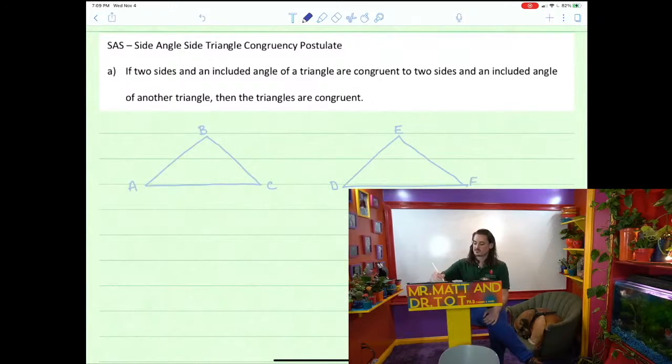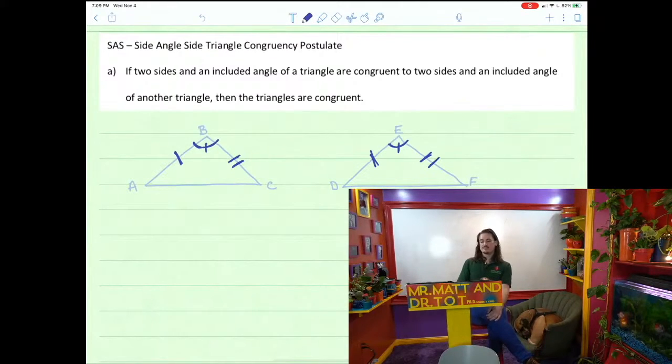So this says, for example, if side length AB is congruent to side length DE, and angle measure B is equal to angle measure E, and side length BC is congruent to side length EF, then you have side angle side congruency, and this is demonstrative of the SAS side angle side congruency postulate.